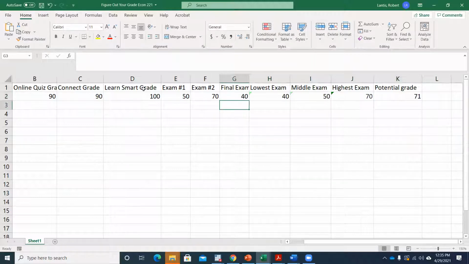I could probably get as low as a 40. I would still get a C if I was this individual. I could really tank this thing, get a 30 and still, right? You can play around with that final exam score.